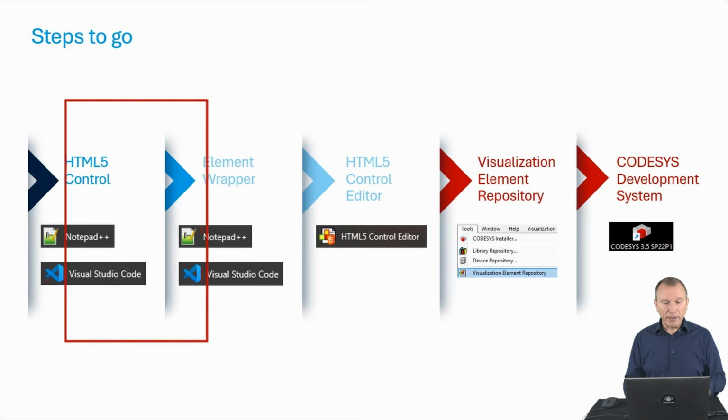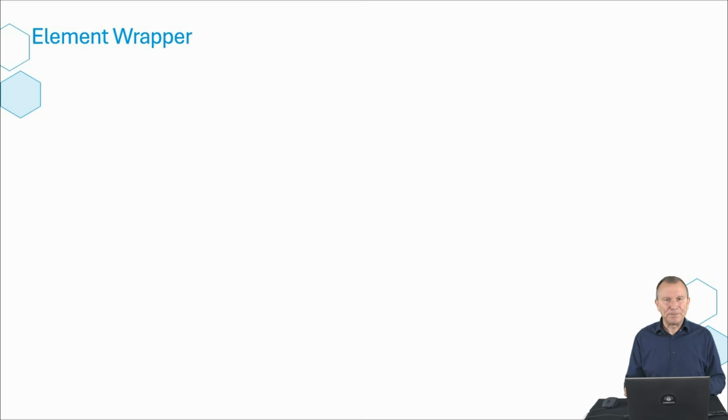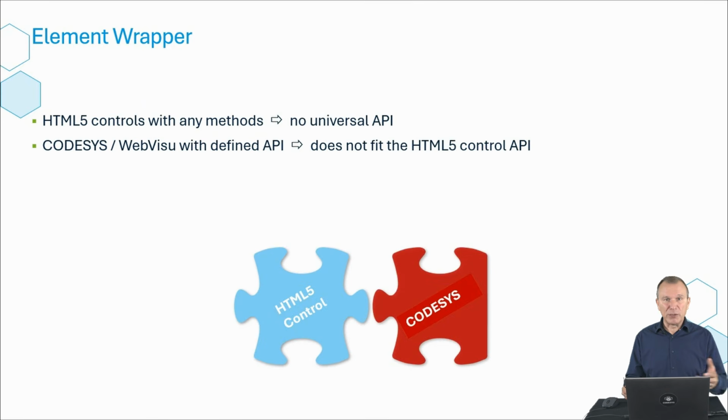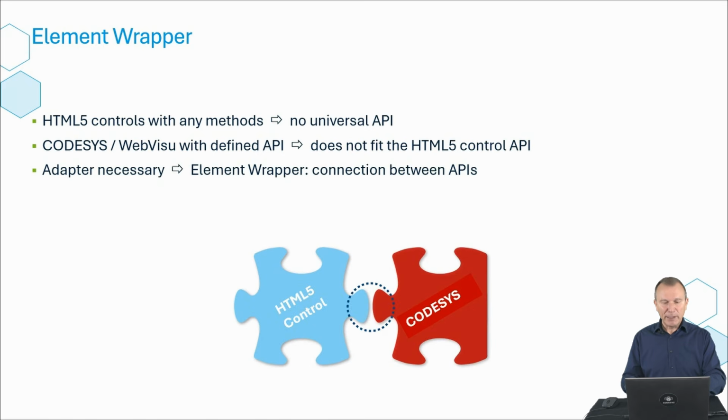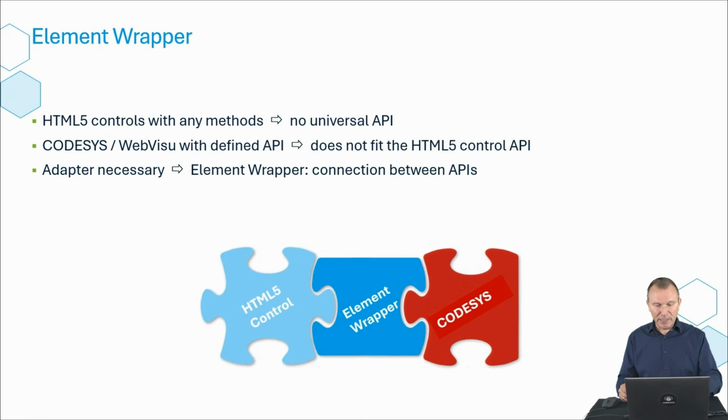Second thing is, we need the element wrapper. We just mentioned it before. Now, what it is and what it is needed for. Well, if we are taking any HTML5 control, then it has its own methods. There is no universal API defined. This means that working with the CODESYS development system, this does not match because CODESYS has a well-defined API. So we need a kind of adapter for those two elements which connects both systems together. And this is nothing else than this element wrapper.